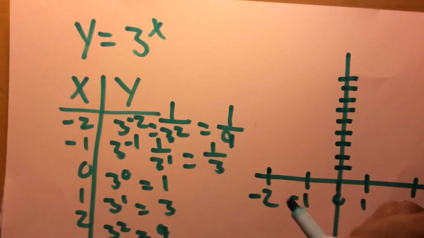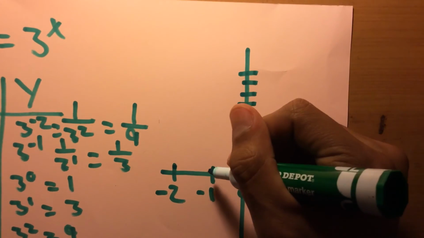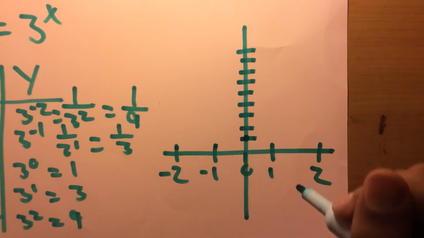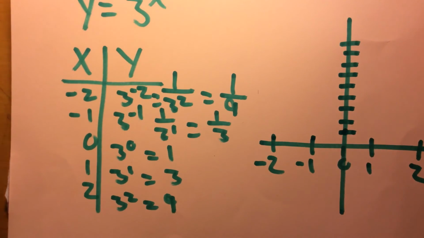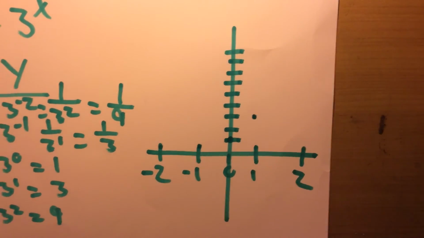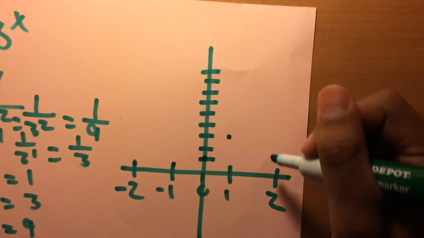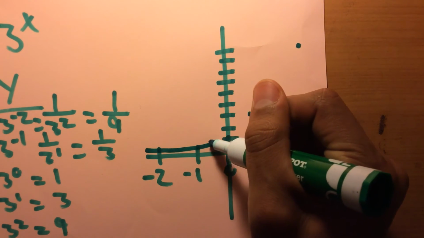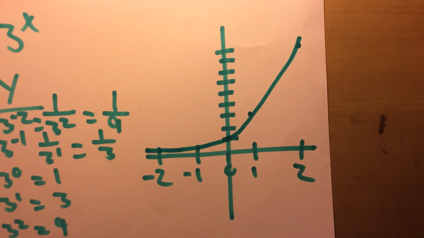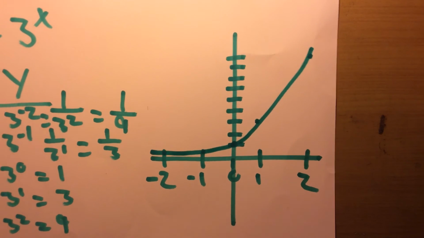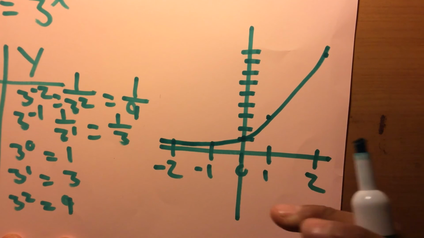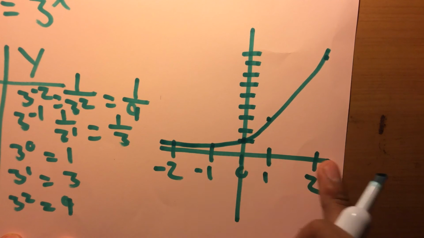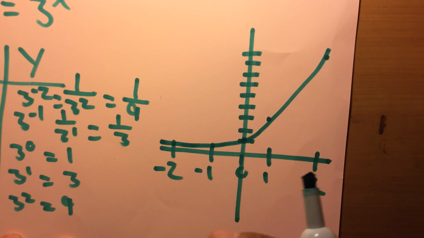Our next point is at -1, 1 over 3, just a little higher. Next point, 0, 1. Next point is 1, 3. Last point is 2, 9, so all the way up here. And if we connect the dots, we should have a graph that would look something similar to this. Notice that this line doesn't dip below the x-axis, and it will never get to the x-axis.